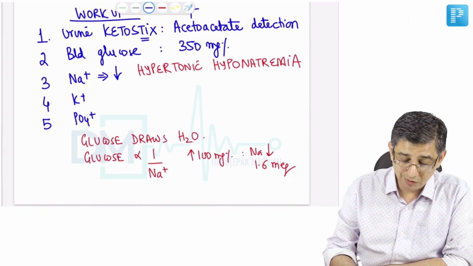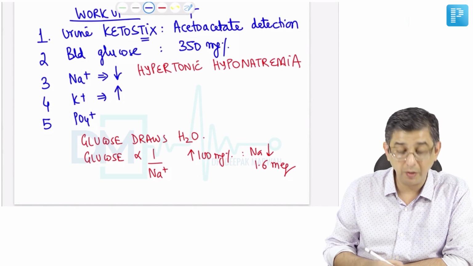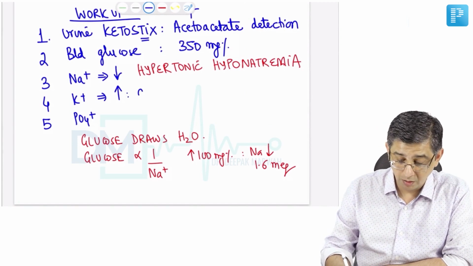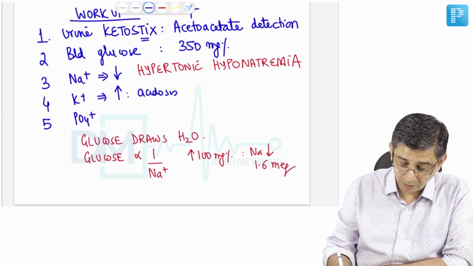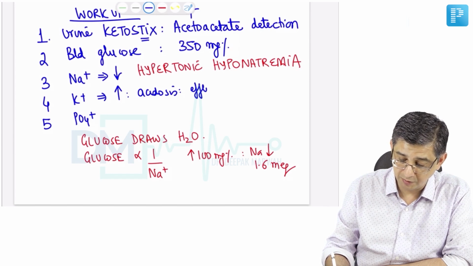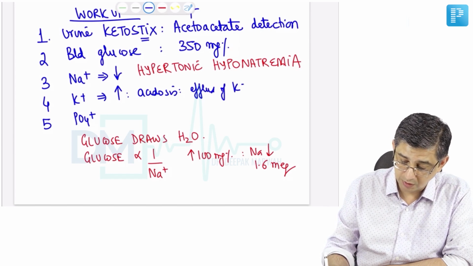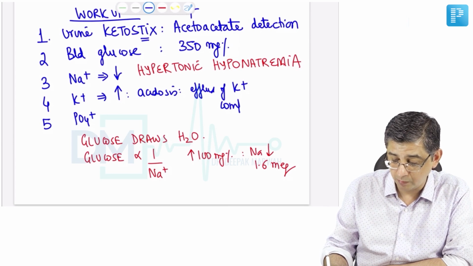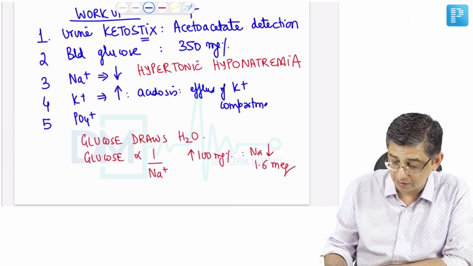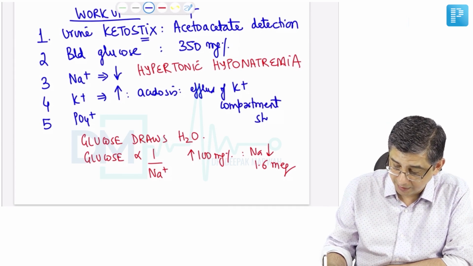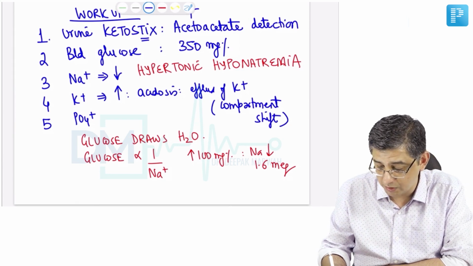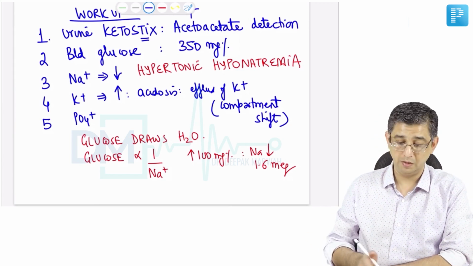The potassium values in the blood of these patients will always be elevated. Do remember, acidosis causes potassium to come out of cells. Efflux. Therefore, there is a compartment shift. Potassium in our body is mainly inside the cells, and now it is coming from inside the cells to outside. So compartment shift is explaining the hyperkalemia component.